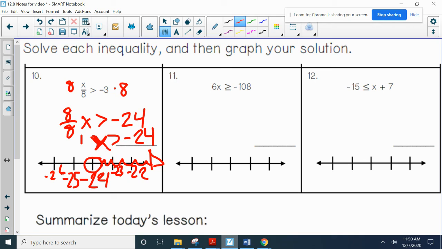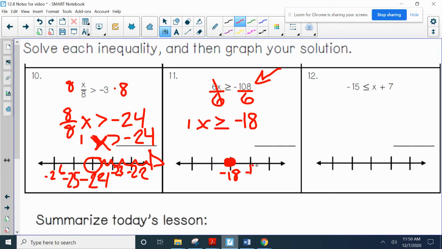We know in order to get rid of multiplication on this next one, we use division. So you're going to divide both sides by 6. All right. And we're going to say that x, because that's 1x, is greater than or equal to negative 18. And it didn't flip because this top number is negative. Stay the same.